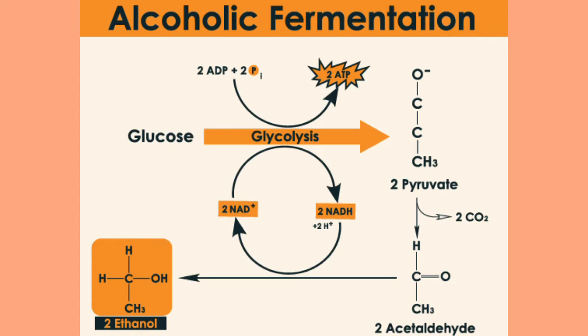When oxygen is not present, pyruvate from the glycolysis process will undergo alcoholic fermentation. Two molecules of pyruvate are broken down into 2 acetaldehyde, giving off 2 molecules of carbon dioxide. Then, 2 molecules of NADH will reduce the 2 acetaldehyde molecules into 2 molecules of ethanol.